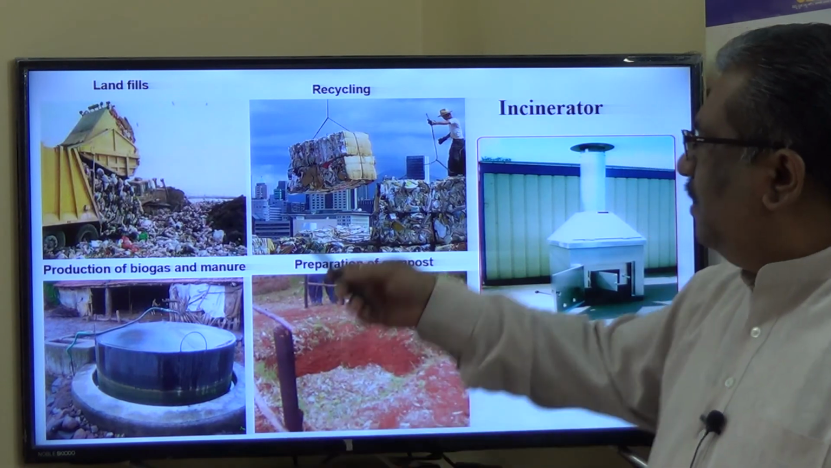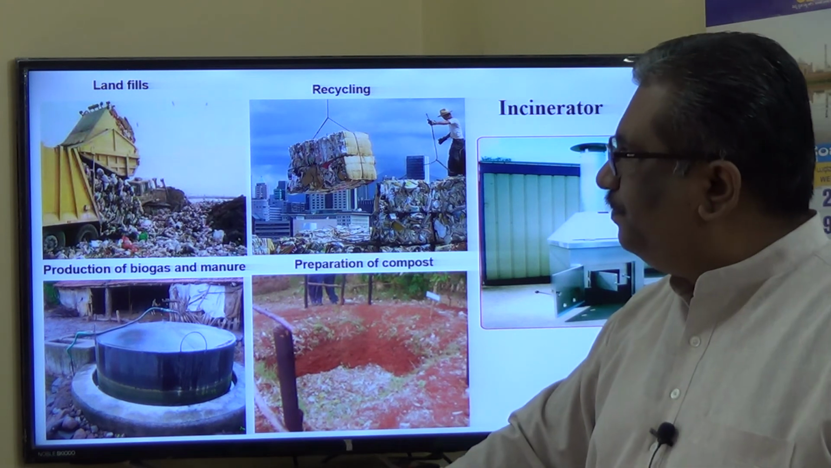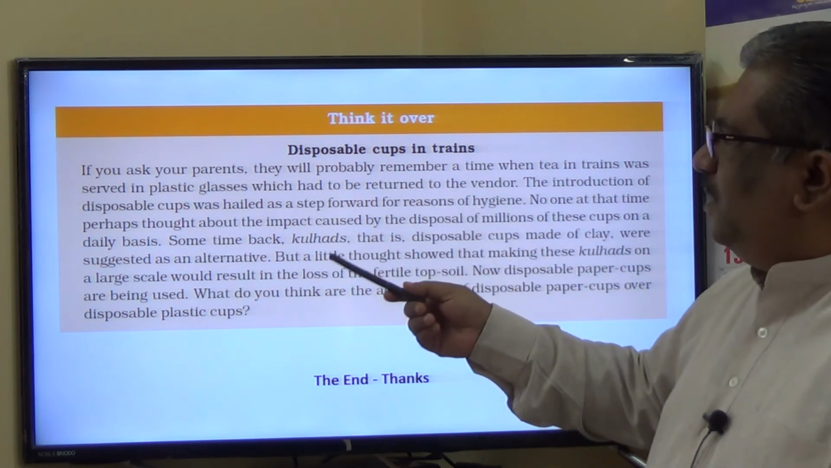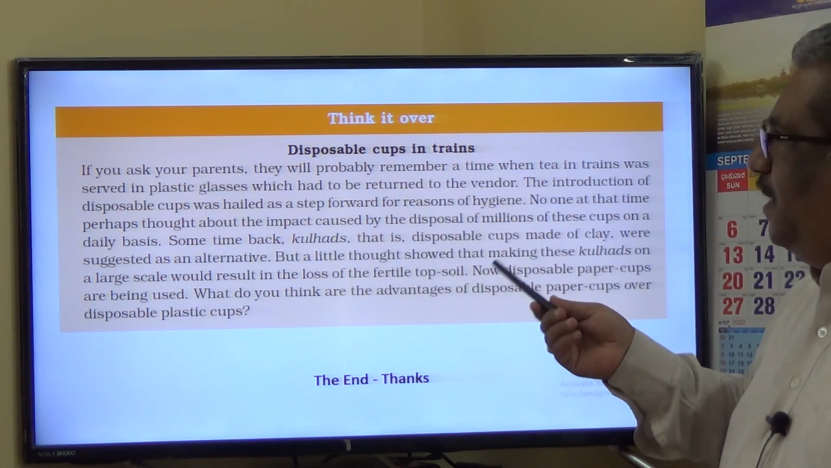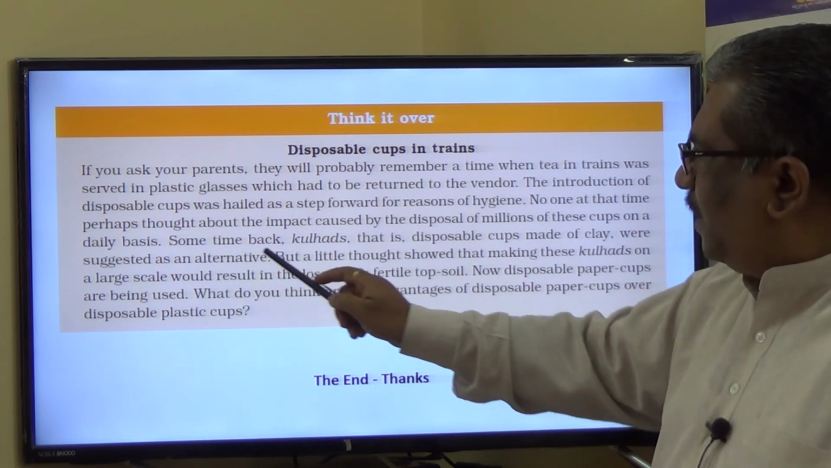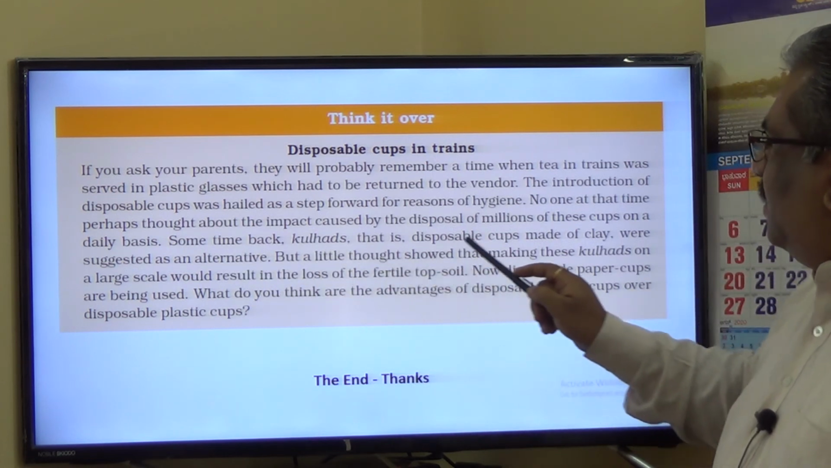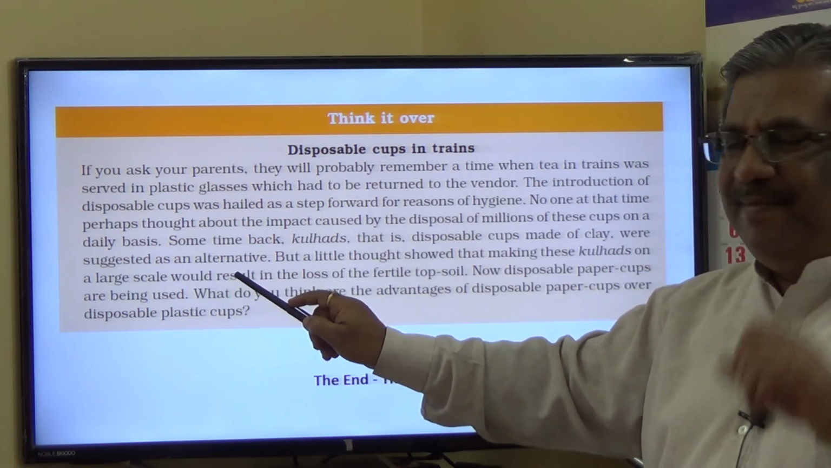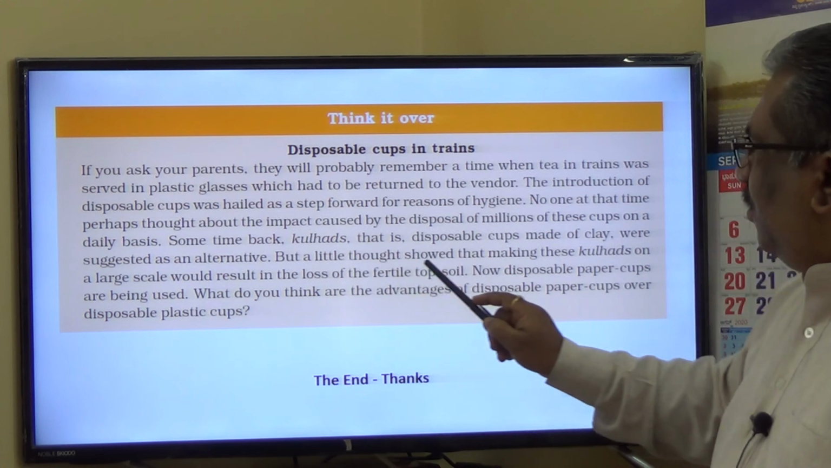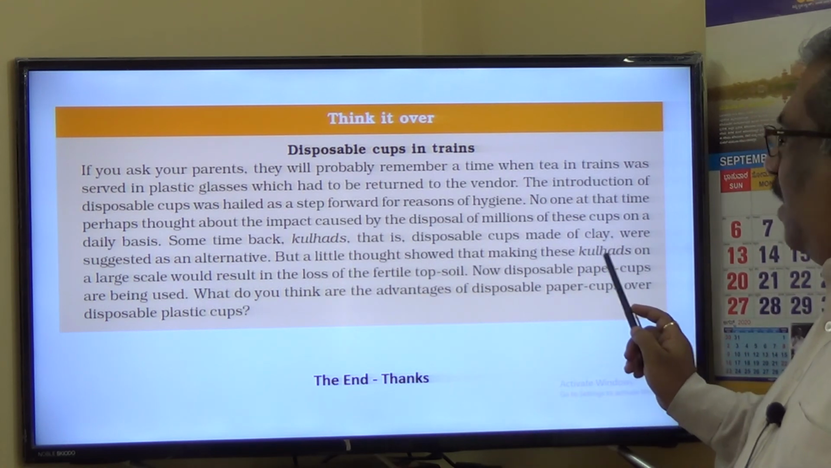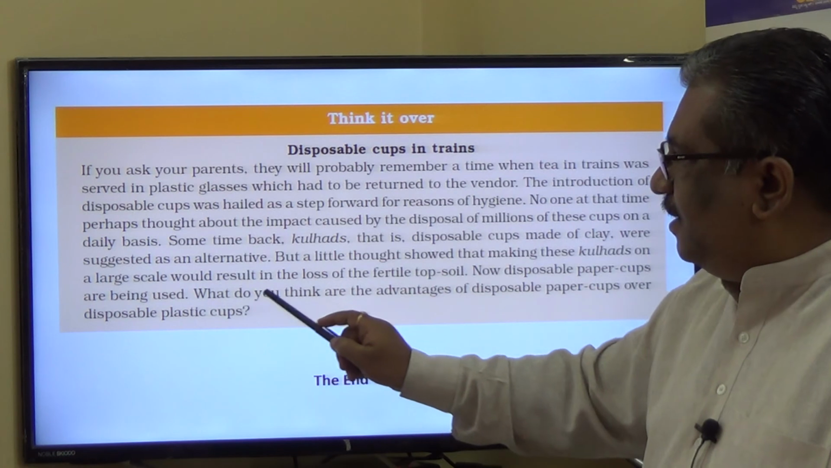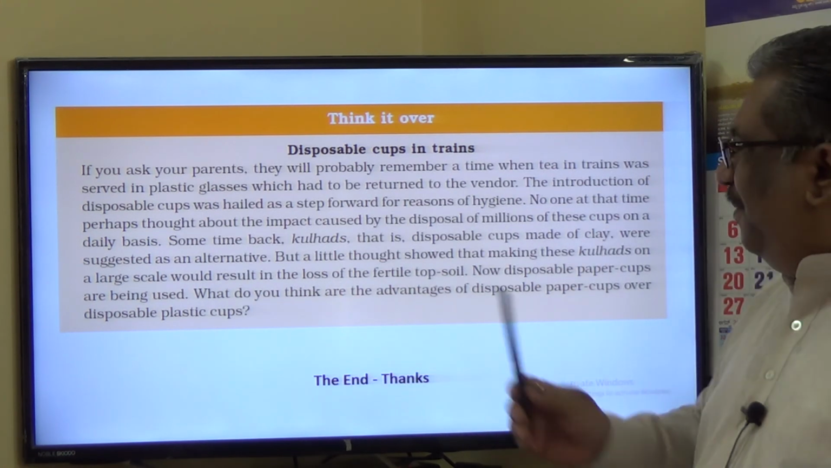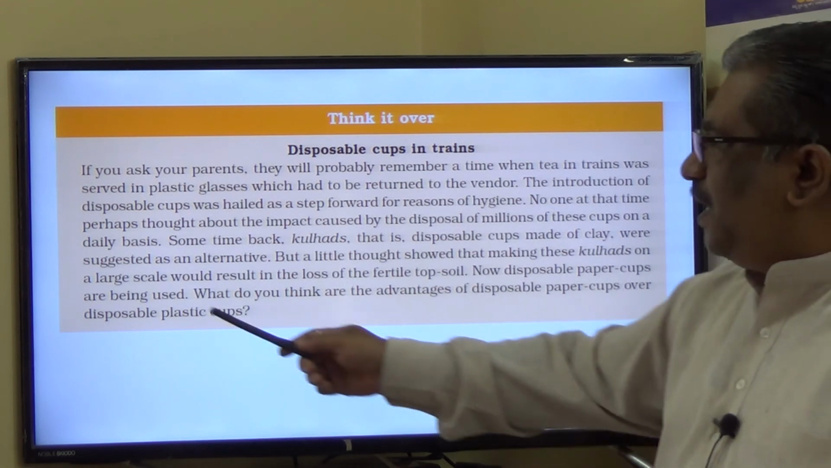Next, the same diagrams which are given. Yeah, here, think it over. Disposable cups and trays. See, it is preferable to go for disposable cups in trains. Some time back, Kulhads, that is disposable cups made of clay, were suggested as an alternative. But remember, what is the problem? A little thought showed that making these Kulhads on a large scale would result in the loss of fertile topsoil. That is also a problem, students. So, new disposable paper cups are being used.